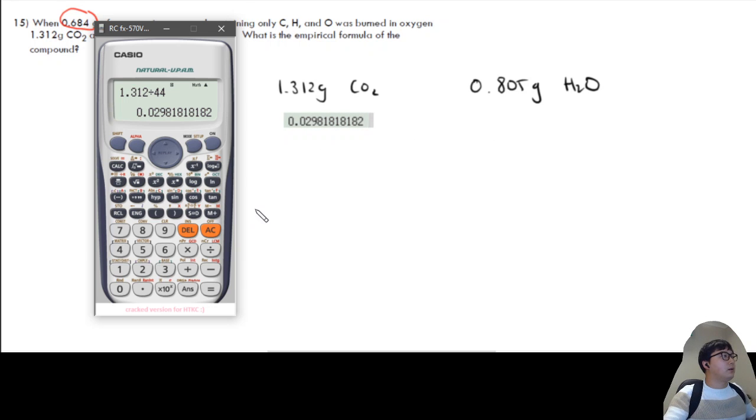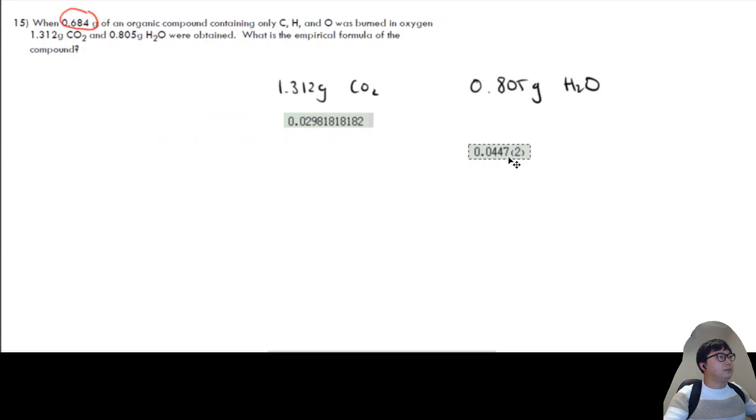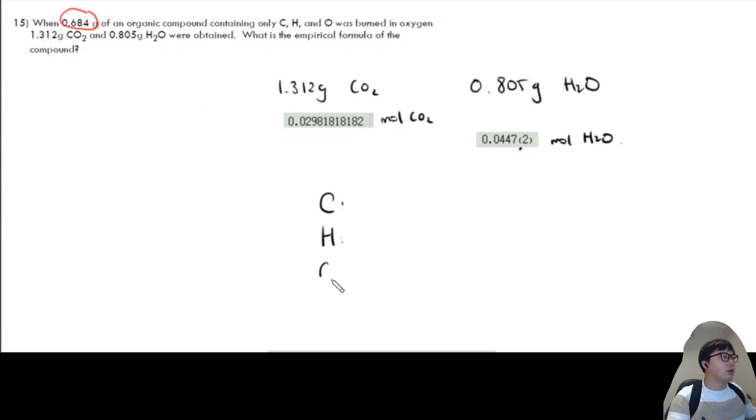And this one over here, 0.805 divided by 18. 18 is the molar mass of water. So that's equal to about that. Now that gives me this many moles of CO2 and this many moles of H2O. So from here we can calculate the number of moles of carbon, hydrogen, and oxygen. How many moles of carbon are there, guys?